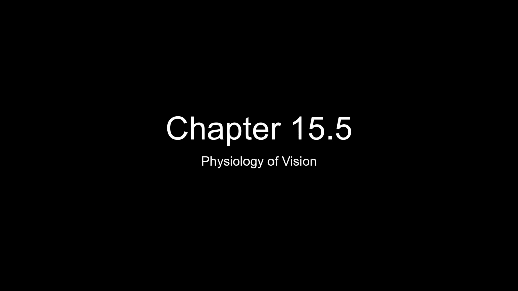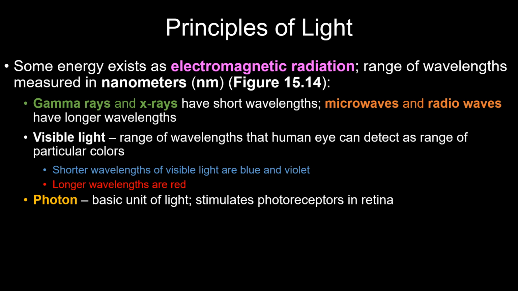Well, we've talked all about the actual structure of the eye, but how do you see? That's what we're going to talk about now. And to understand how you see, first we have to talk about the principles of light itself. So, in the chemistry chapter, you guys should have discussed how there's different forms of energy, and energy is defined as the capacity to do work.